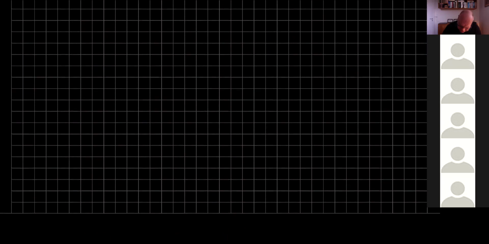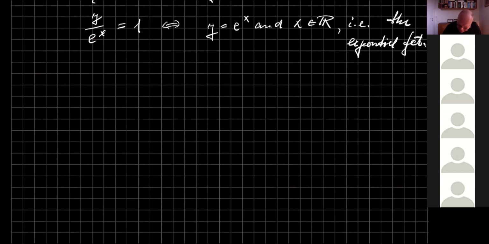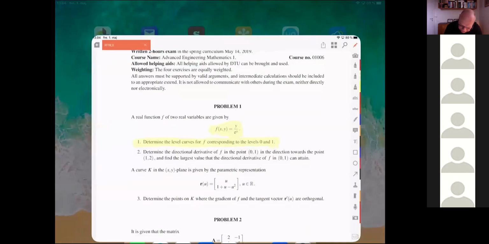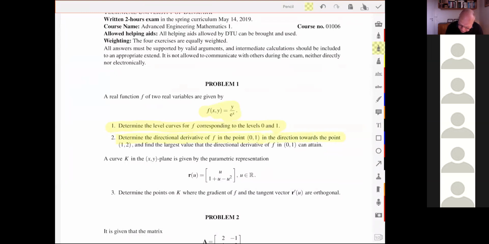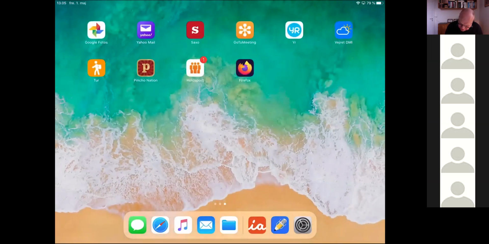Let's have a look at the second exercise. I just go to this, and you see here in the second exercise, you have to determine the directional derivative of f in this point 0, 1, and it should be in the direction towards the point 1, 2, and then further on you have to find the largest value that the directional derivative can attain in this point 0, 1. Let's try to do this.